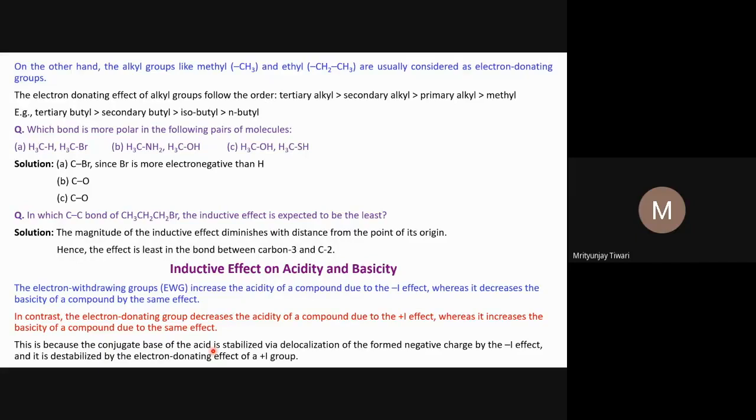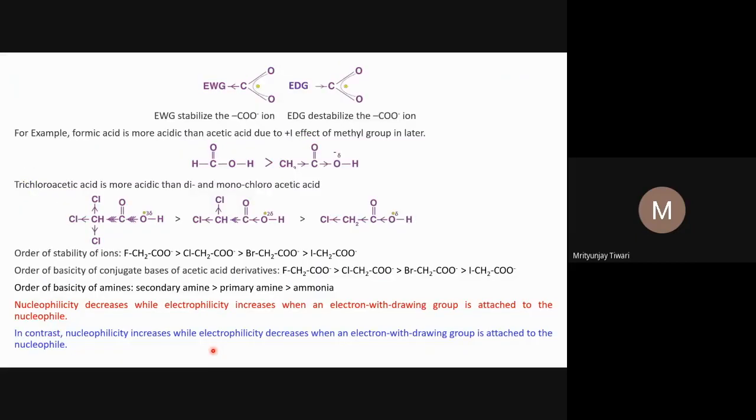So the same conjugate base with a negative charge will be destabilized if an electron donating group is attached to it, because the electron donating group will cause a plus I effect. It will push electron density towards it, so it will further accumulate electron density and will not disperse it. And so the stability of the conjugate base will decrease, and if the stability of the conjugate base decreases, the acidity of the corresponding acid will decrease.